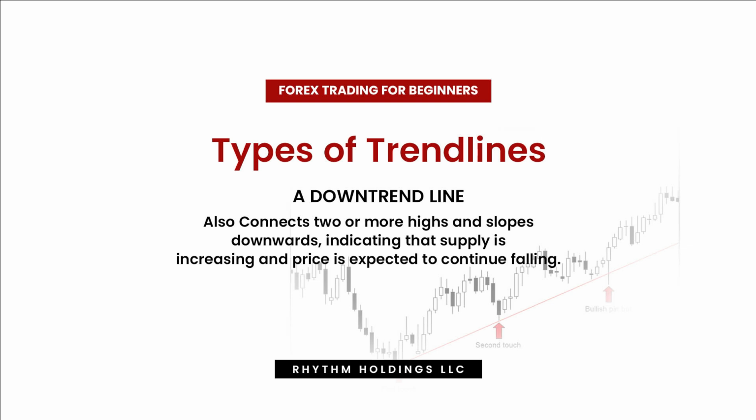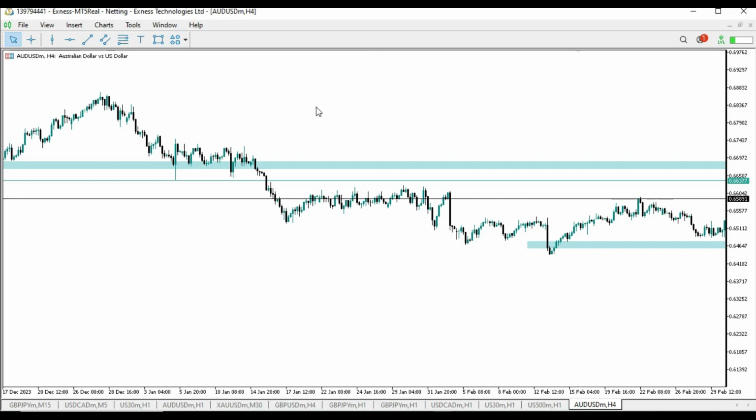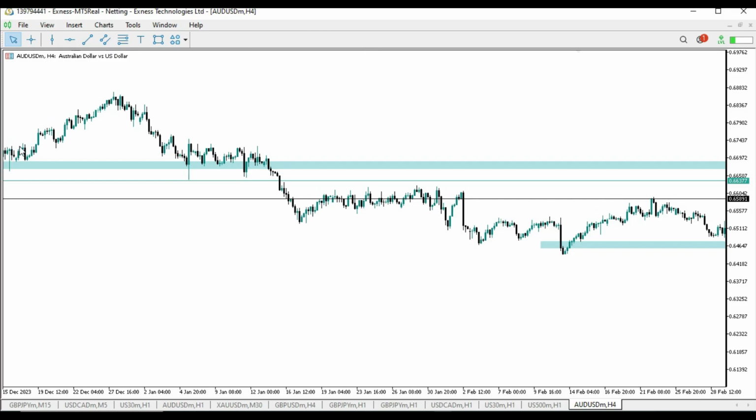And also a downtrend line connects 2 or more highs, and it slopes downwards, indicating that supply is increasing. And as supply is increasing, you, the trader, should expect more falling. So now let's go to the chart again and let me show you what I mean. This is the same AUD/USD that we are using, and you can see that we have the lower high here, a lower low here, a lower high here, and another lower low here.